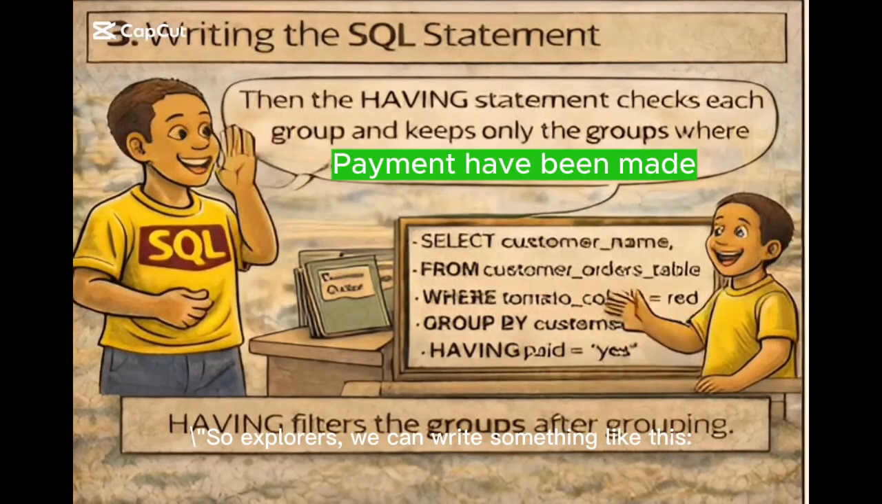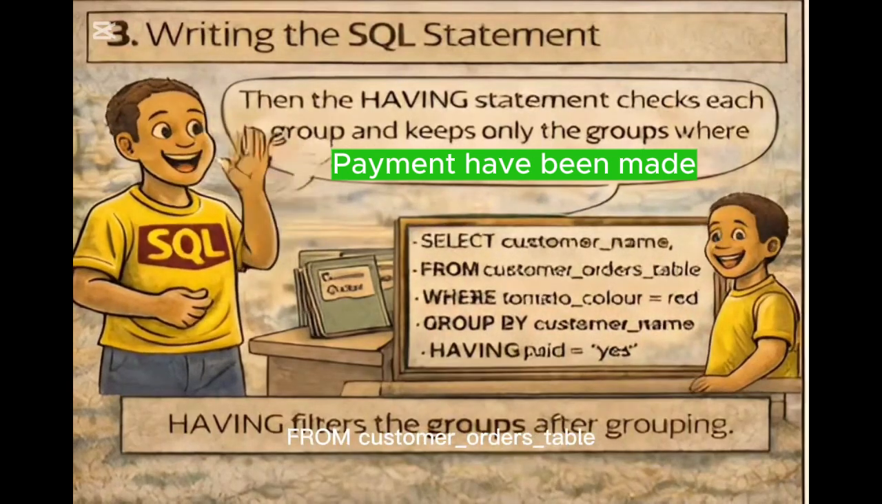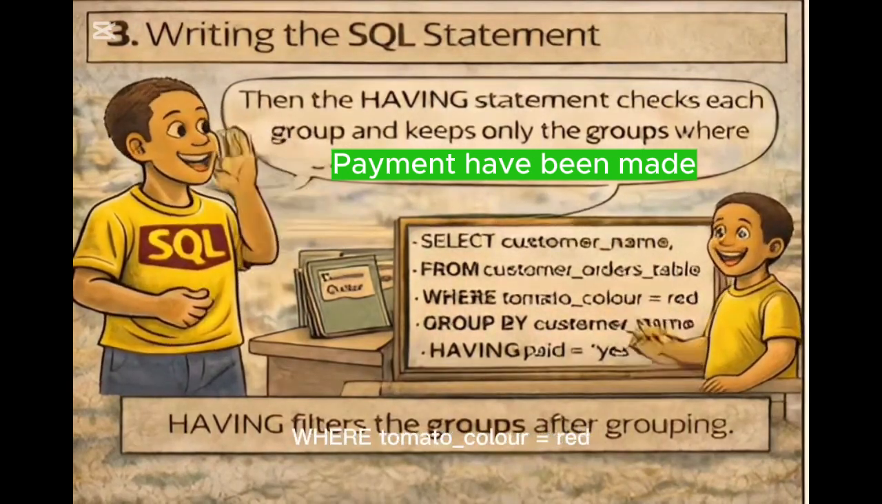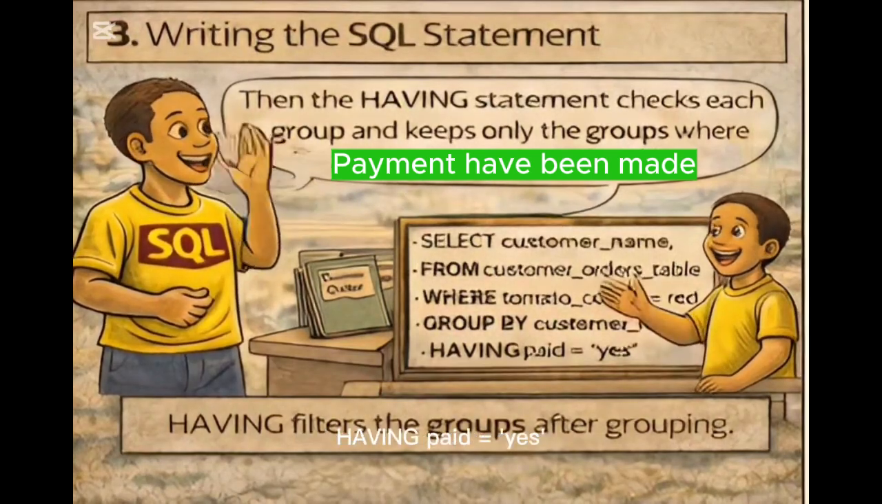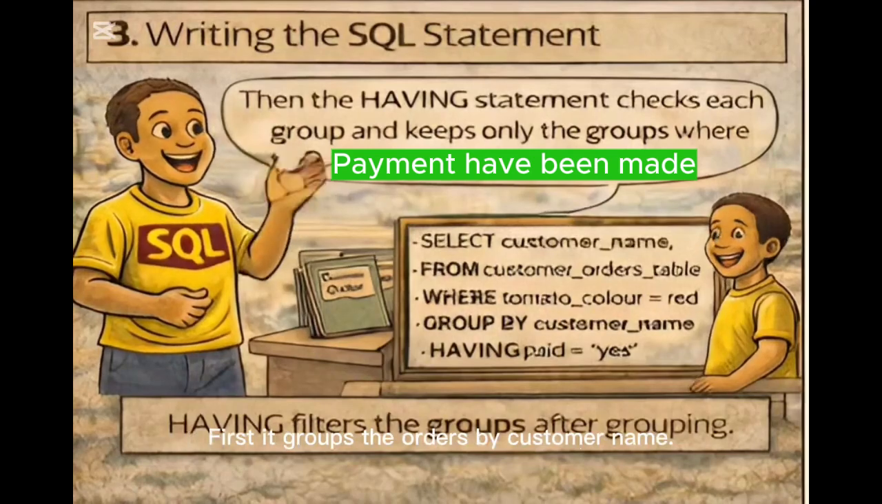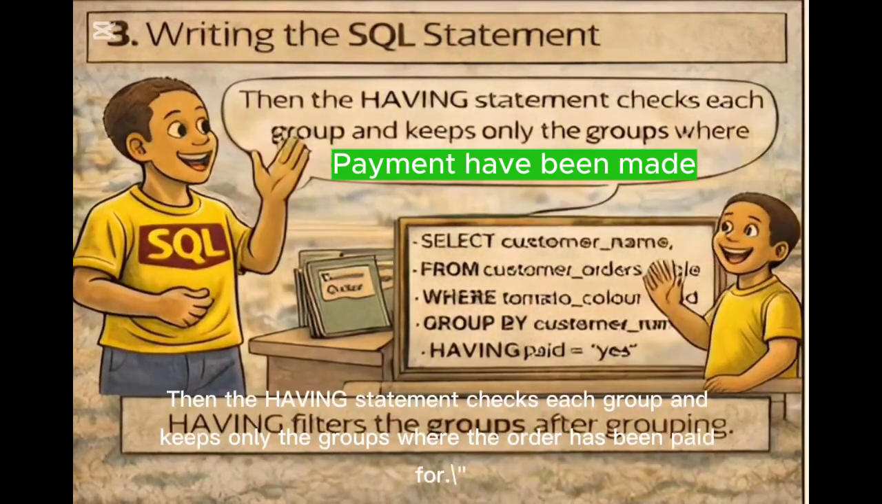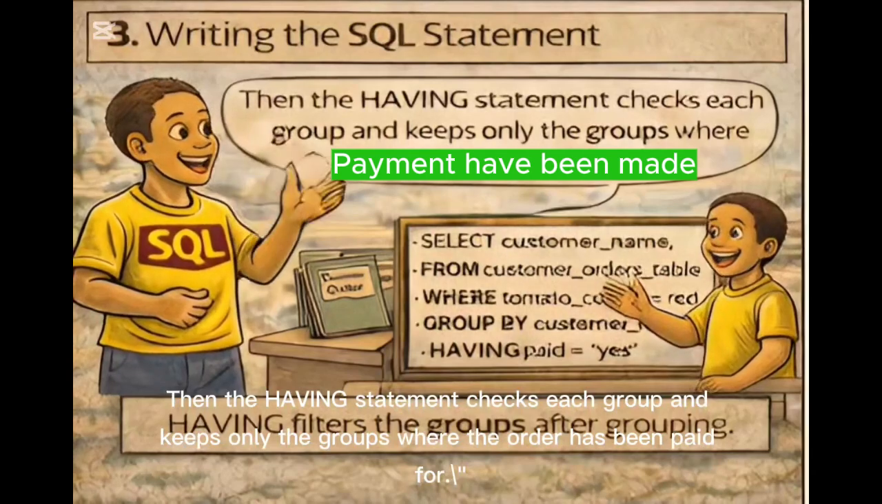So explorers, we can write something like this. Select customer name from customer orders table where tomato color is red, group by customer name, having paid equals yes. This tells the computer something very important. First, it groups the orders by customer name. Then the having statement checks each group and keeps only the groups where the order has been paid for.